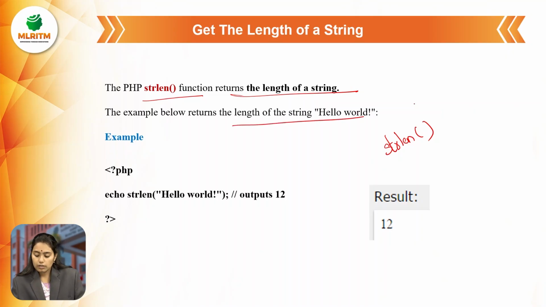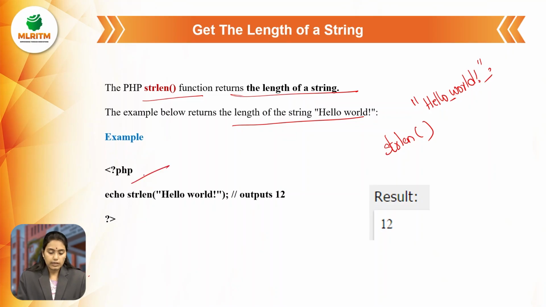Suppose we have hello world, then what is the length of the string? It is 12. How? 1, 2, 3, 4, 5, 6, 7, 8, 9, 10, 11. With space, it is 12. Thus, we'll get the length of the string. So, how we'll call the string? We are declaring the PHP echo string length equal to whatever the sentence we want to give, and the output will be 12. Including space, it will take the length of the string.